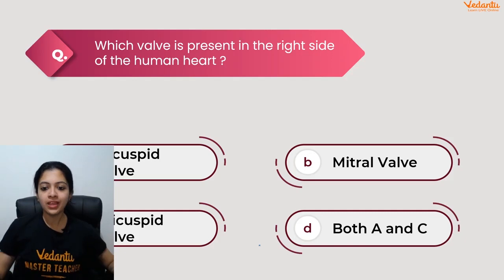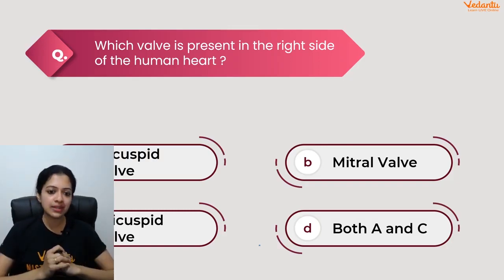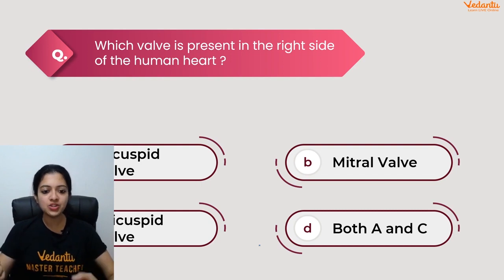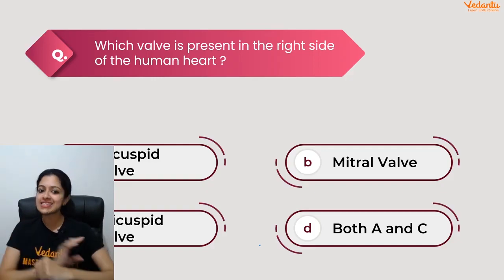Right? Okay. So here is your quiz. Yes, children, I have a few questions for you. Which valve is present in the right side of the human heart? Bicuspid valve, mitral valve, tricuspid valve, or both A and C? What do you think would be the answer? Which valve is present in the right side of the human heart?